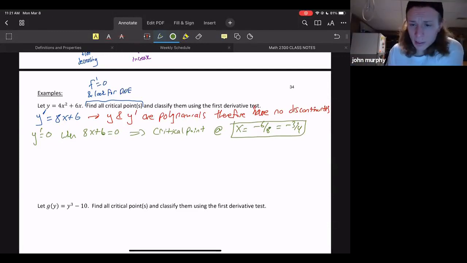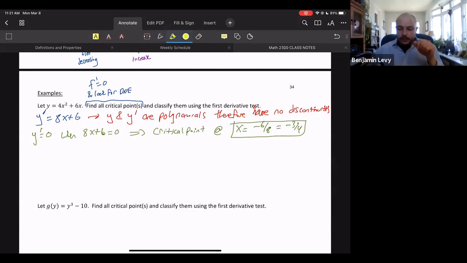How did you get that point? Just took the derivative here and set it equal to 0, right? So subtract 6, divide by 8. Okay, yeah. We'll get that one. Other questions?